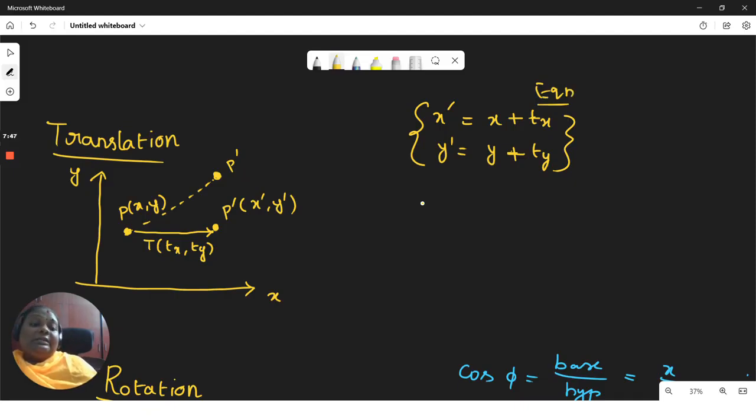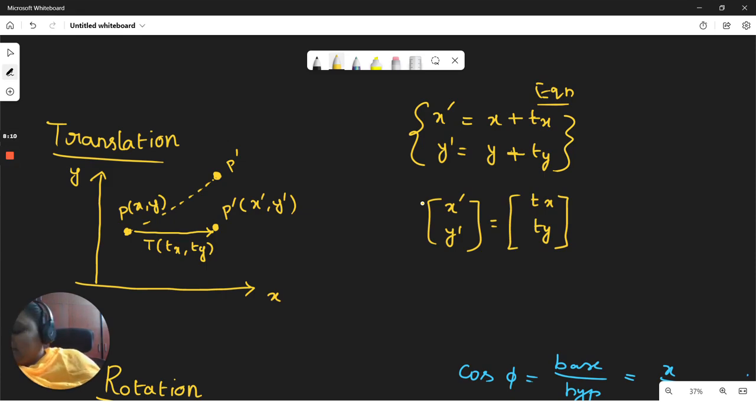Sometimes we will be using matrix form also. The translation matrix can be given as: the new x dash y dash is equal to the old value of x and y plus tx and ty. In this way I can give this transformation value either as a mathematical equation or in the form of a matrix. Matrix format. So let's go for the demo.